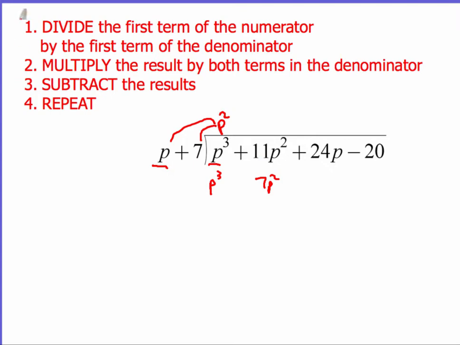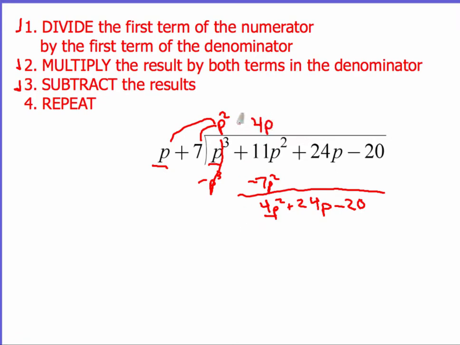So I divided, I multiplied, now I need to subtract. When I do that, the first terms cancel out. That should always happen. And then if I look over here, 11 minus 7 is 4p squared. I'm going to bring down the rest of this stuff: 24p minus 20. And now I'm going to repeat. I'm going to divide first term by first term. 4p squared divided by p is 4p.